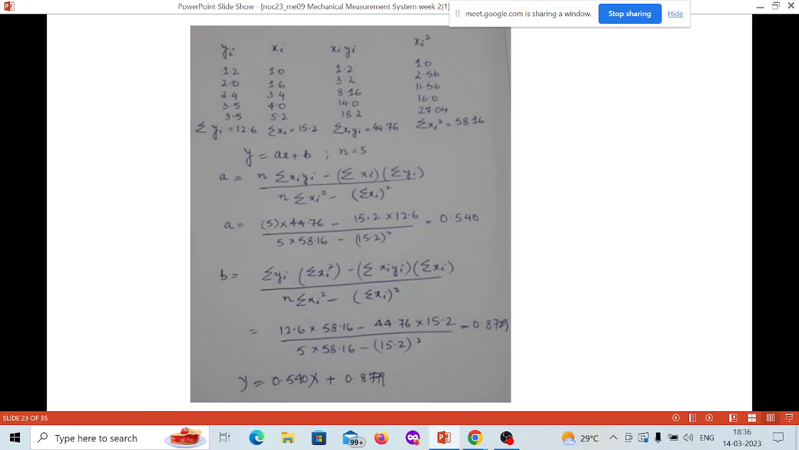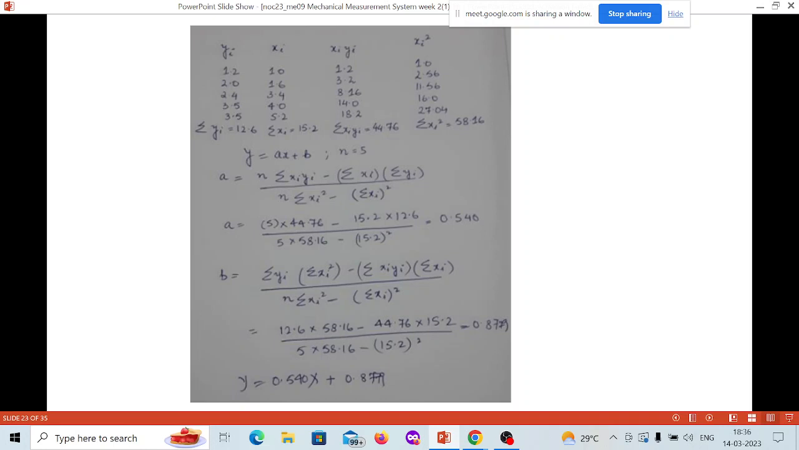The next thing you also need is xi square. So you square the xi values. You have 1 square is 1, 1.6 square is 2.56, 3.4 square is 11.56, 4 square is 16, and 5.2 square is 27.04.